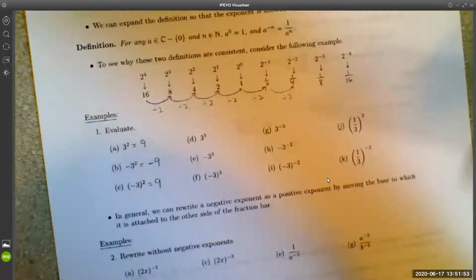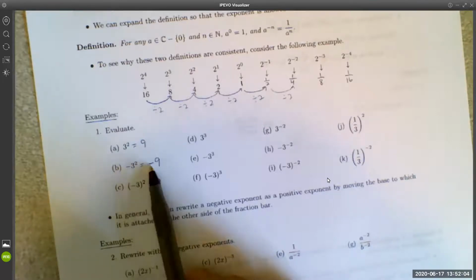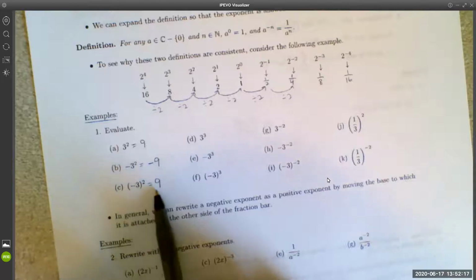But notice that in part B, we're not squaring the negative sign, we're only squaring the 3. Right? 3 squared is 9. And then the negative sign just comes along for the ride. In part C, on the other hand, we're squaring this entire number, right? That's what the parentheses indicate. So -3 in parentheses squared means -3 times -3, and that's +9. Okay.